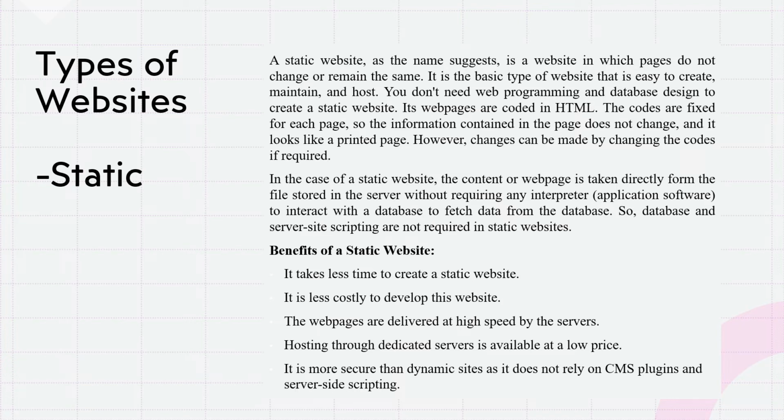Its pages are coded in HTML. The codes are fixed for each page, so the information contained in the page does not change, and it looks like a printed page. However, changes can be made by changing the codes if required. You can think of it as a brochure for a business that has the same information for every user. So all users see the same information irrespective of their location, interests, etc. when they open a particular page of a static website.